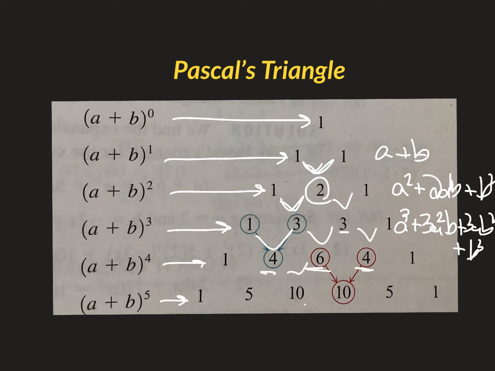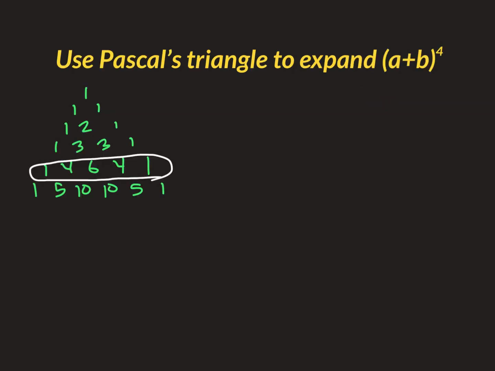All right, 4 plus 6, 10. 4 plus 1, 5. And it's outlined in 1s, okay? So that's how you set up Pascal's triangle. That's how it's made, and that's also kind of how it's used. Let's try one using his triangle.